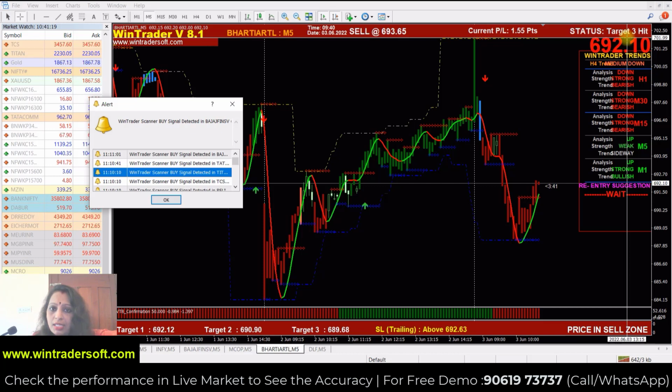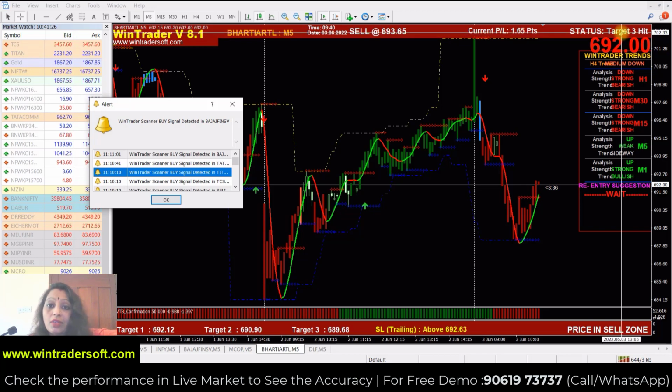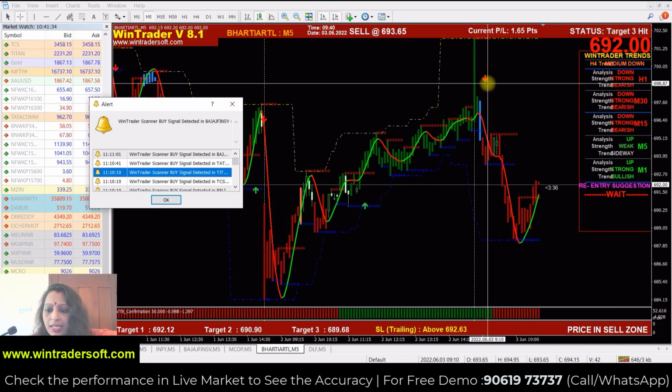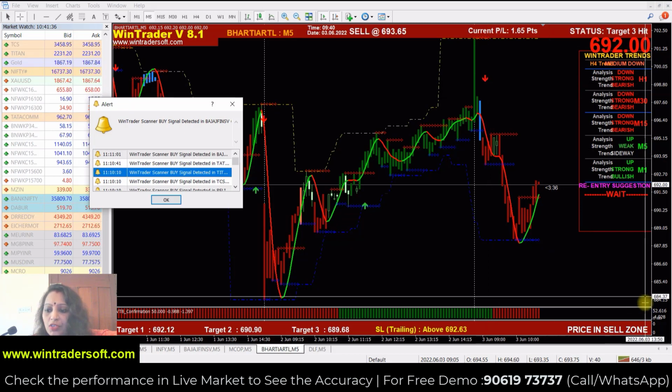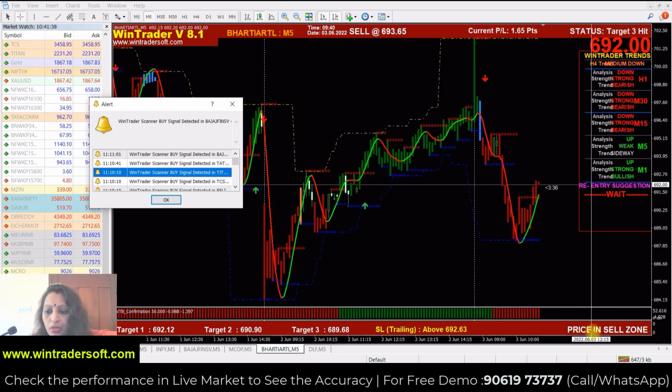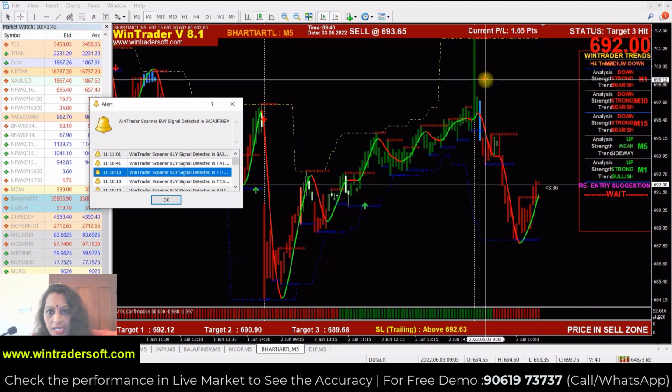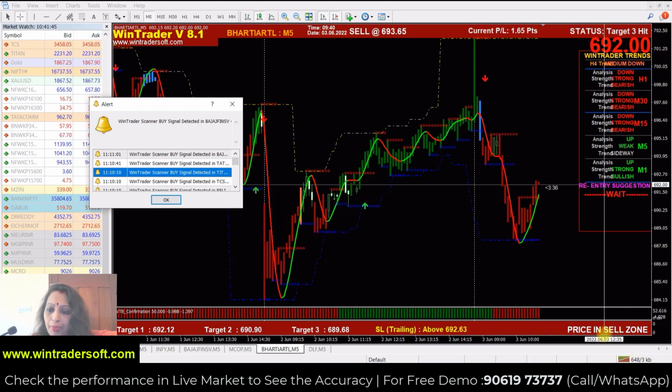But as you know, the software gives automatic signals, and before taking that position, you have to check the confirmation of the signal. If the signal is confirmed, then only we can take that position. Checking the confirmation is very easy. If it is a sell signal, the first confirmation you have to check is on the below dashboard. It will show like price in sell zone, and that is the first confirmation.